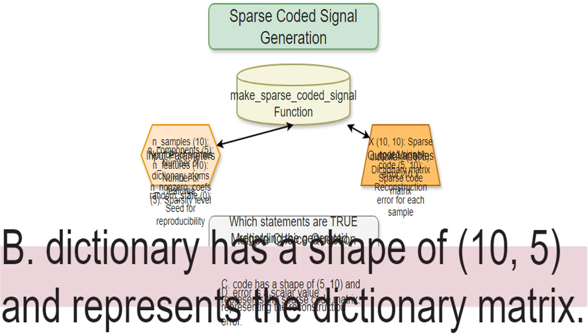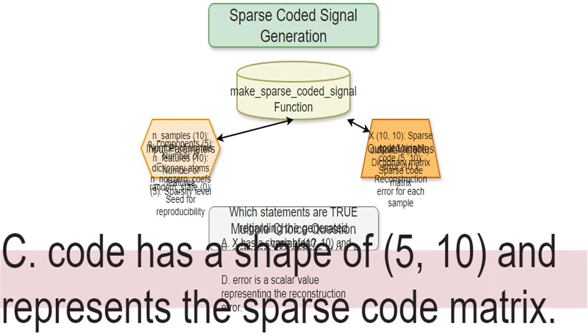This statement asserts that the dictionary variable is a 10 by 5 matrix representing a dictionary used to generate the signal. I will go through the function's parameters and their effect on the shapes of the output matrices to verify. This statement proposes that the code matrix is 5 by 10 and represents the sparse code used to generate the signal. I'll verify this statement, paying close attention to the number of rows, components, and columns, samples.